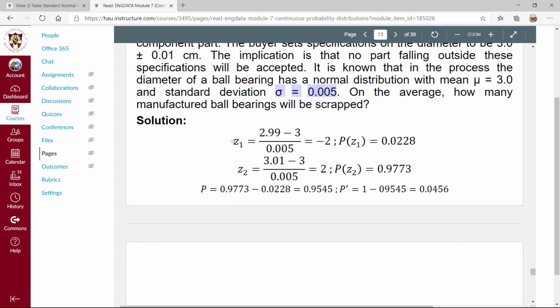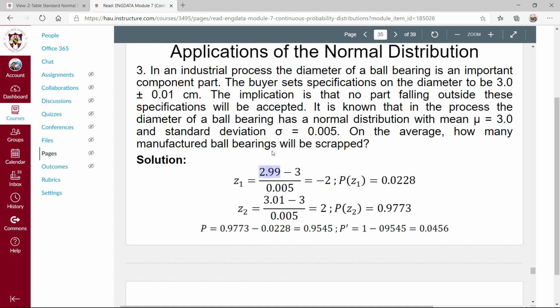So you have your z1, x1 is 2.99, which is 3 minus 0.01, minus 3, all over the standard deviation. That gives us negative 2. And for z2, 3.01 minus 3 all over 0.05, that gives us a positive 2. So you'll have z1 negative 2, z2 positive 2.